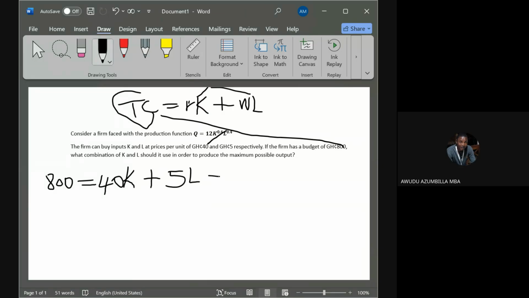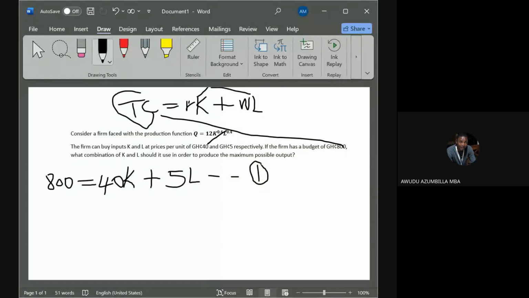Let's call this equation 1. This is what we call the budget constraint. The budget constraint simply tells you that if you have a total amount of 800 Ghana cedis, you should be able to spend between capital and labor such that, at the end of everything, if you add the cost of capital to the cost of labor, it gives you 800 Ghana cedis. It is constrained; it is being limited. So whatever you are going to spend on capital and labor should be equal to the amount of resources that you have. If you multiply the capital you are going to get by 40 and the labor by 5, it should give you 800 Ghana cedis.